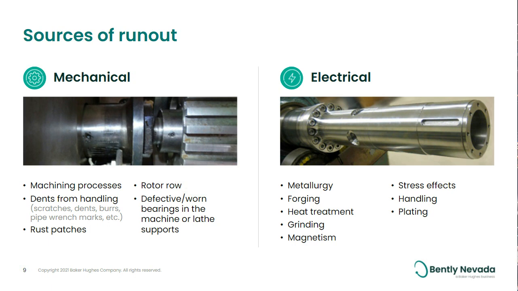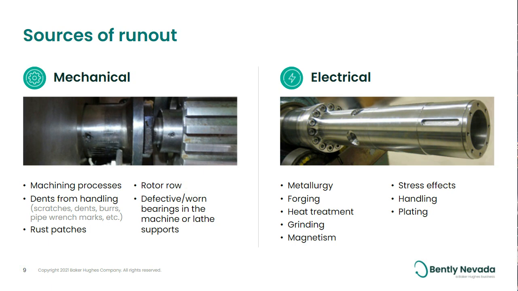Rotor bow is another aspect of mechanical runouts. In this case, the rotor is left unsupported for too long, and it actually bows, and this will result in some runout there as well. And finally, defective and worn bearings in the machine and lathe supports. This kind of circles back to that initial machining process aspect, but is definitely something to keep an eye on.